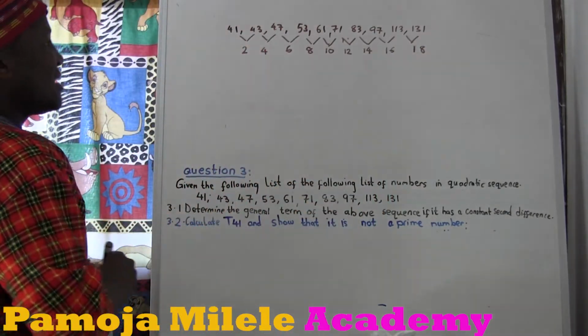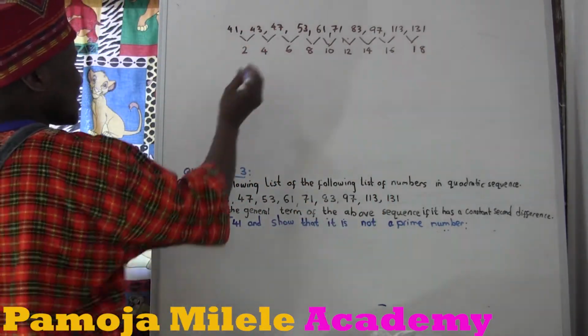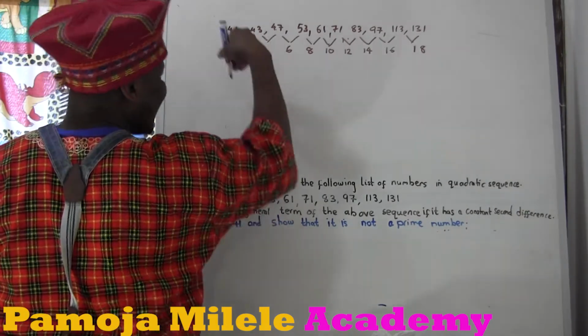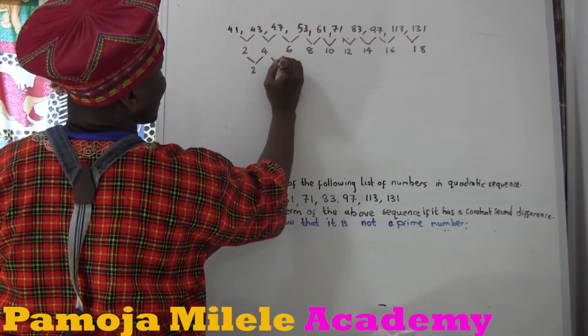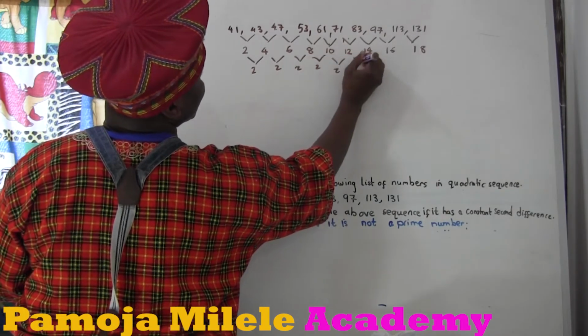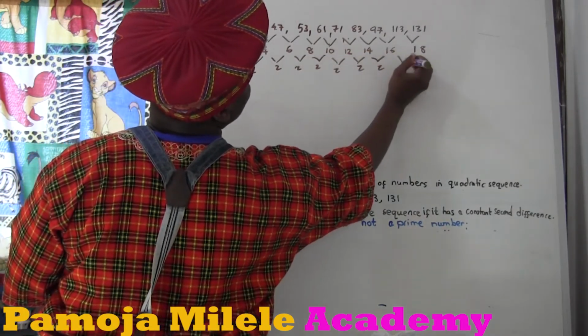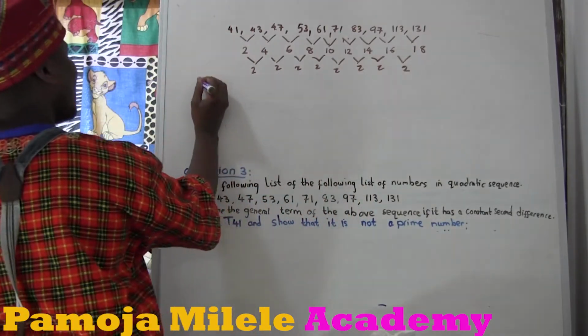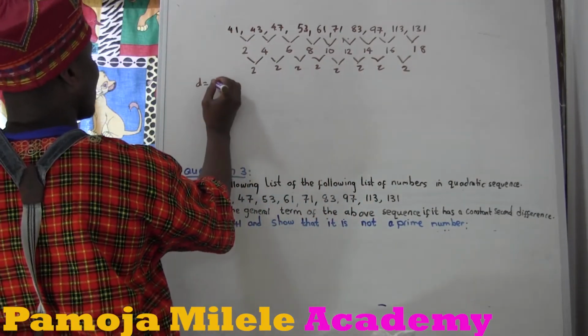So now look, this is not arithmetic, but I think it could be a quadratic sequence, because if I find the second difference, it's going to give me 2, 2, 2, 2, 2. Oh, so this is a quadratic sequence. So my second common difference is equal to 2.